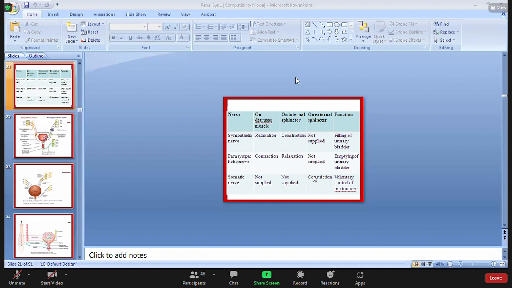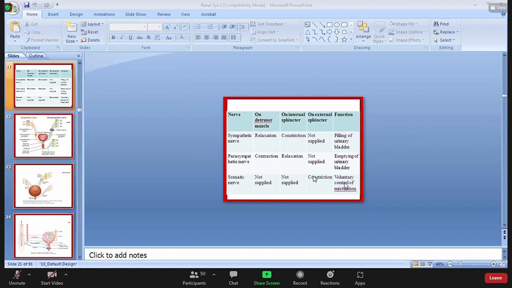If there is stimulation of the sympathetic nerve, there will be relaxation of the detrusor muscle, but the internal sphincter goes into constriction mode. The external sphincter is completely devoid of sympathetic nerve supply, that means not supplied by the nerve. And what's the function? Filling of the urinary bladder. So the sympathetic nerve causes filling of the urinary bladder. Clear?